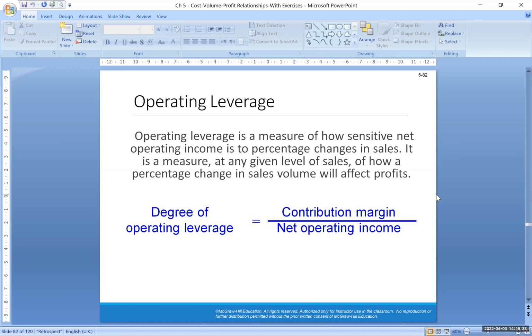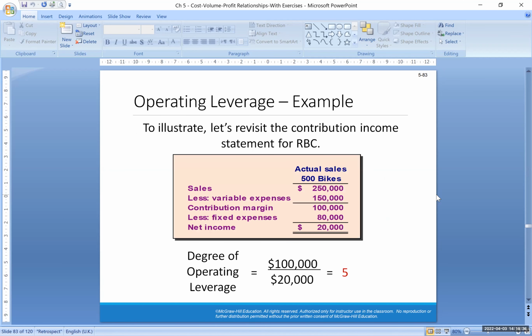Let's use an example. To illustrate, let's revisit the contribution income statement for our company RBC. Suppose that we have this income statement depending on 500 bikes, so the sales is 250,000, variable expenses is 150,000, contribution margin is 100,000, fixed expenses are given to be 80,000, so the net operating income will be 20,000.